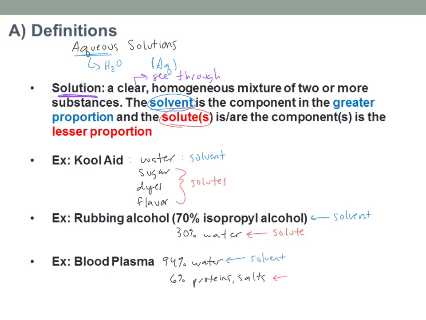And these proteins and salts that are dissolved in your blood plasma are the solutes, all of those sodiums and bicarbonates and chlorides and things like that you'd find in there. And I put blood plasma, not the actual blood. We're assuming that you get rid of all those red blood cells. So again, the solvent is the thing that's present in the greater proportions. The solute is the thing that's there in the lesser proportion.